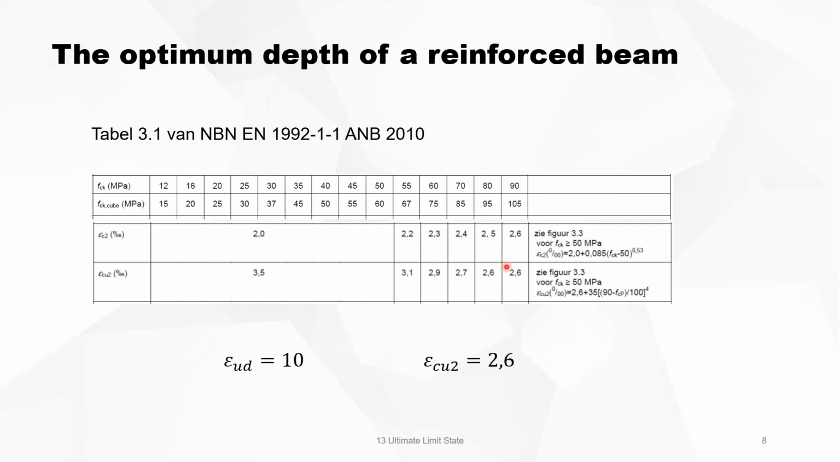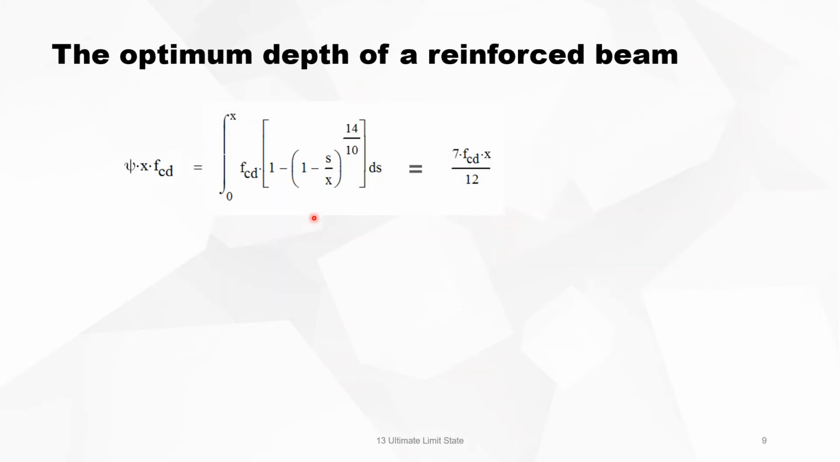Epsilon Cu2 is 2.6 that we found in the table. What we have to do is to calculate the filling coefficient. I left out the width of the section. So the filling coefficient equals just the integral, and you see here the stress in function of the strain, that this value changed. It changed because this is the proper value for C90 concrete grade. You can also find this number n in the table that we have just shown, table 3.1. So if you calculate the integral, you find this value. So now we know the filling coefficient is 7/12.